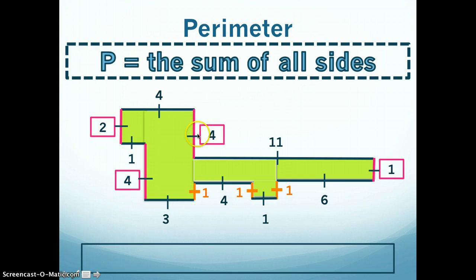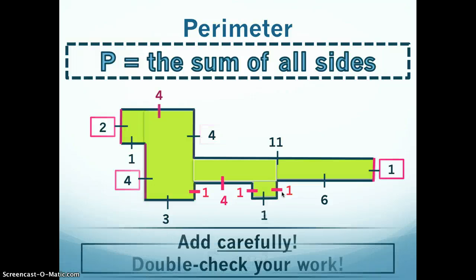All together we have a 4 plus a 1 plus a 1, 1 here and a 1 here because they are all the same size. Your final perimeter should be 44 when you add up all of the sides.